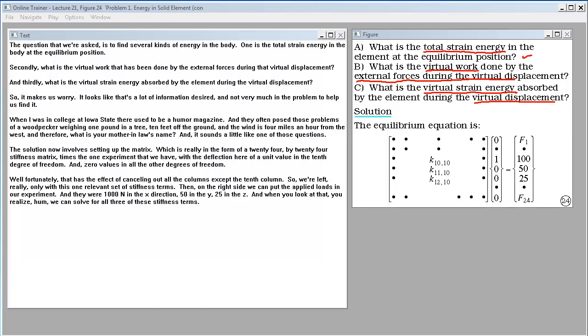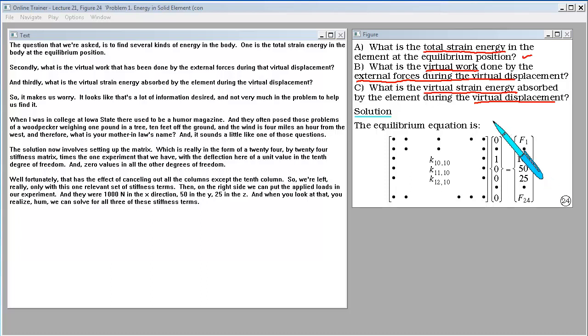So it makes us worry. It looks like that's a lot of information desired and not very much in the problem to help us find it. When I was in college at Iowa State, there used to be a humor magazine, and they often posed those problems of a woodpecker weighing 1 pound in a tree 10 feet off the ground, and the wind is 4 miles an hour from the west, and therefore, what is your mother-in-law's name? And it sounds a little like one of those questions.